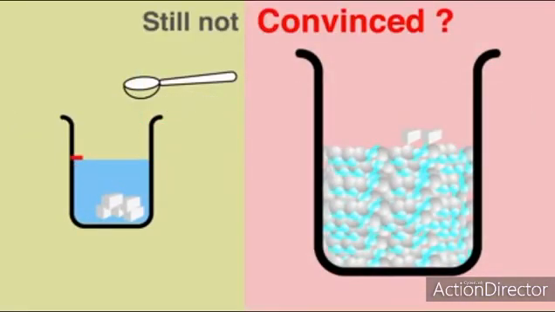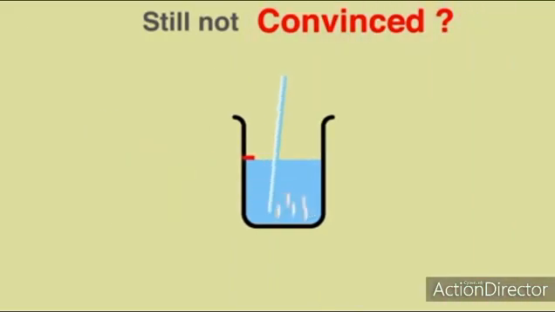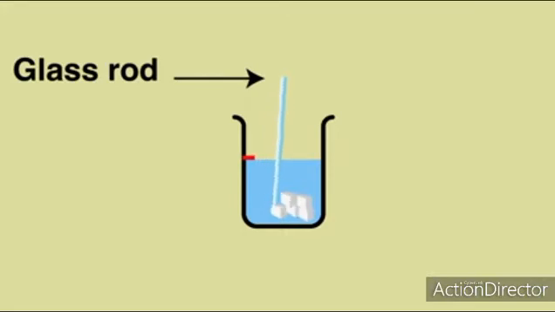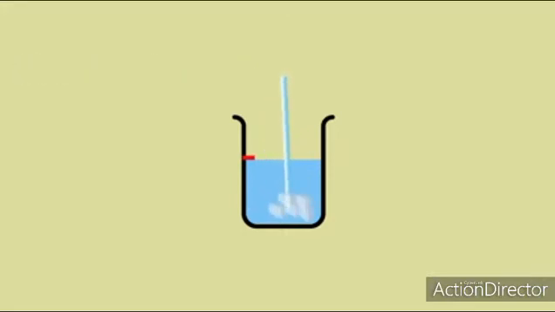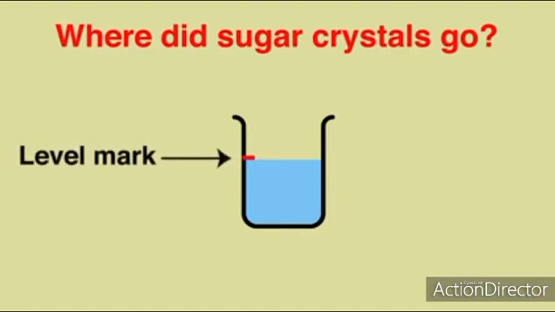If you are still not convinced, okay, let's continue this activity further. Stir the water in the beaker with a glass rod. Look, sugar crystals are disappearing. Now sugar crystals have completely disappeared. Where did they go? This is an observation which we have in our daily life. In our homes, we see that sugar or salt mixed in water will disappear.